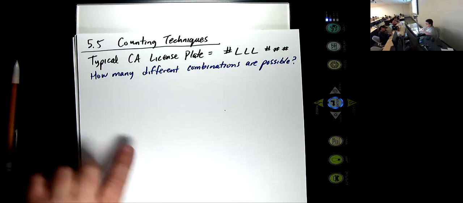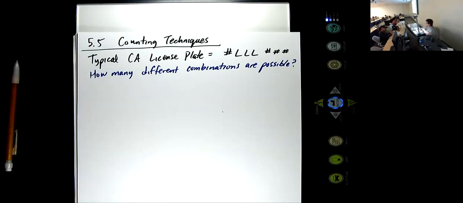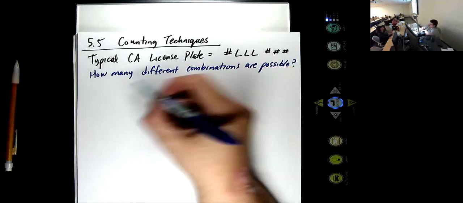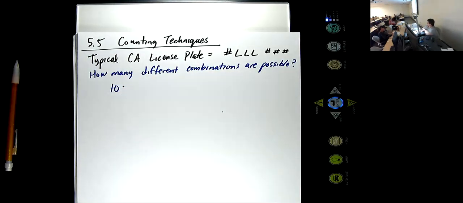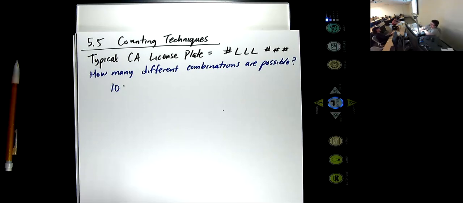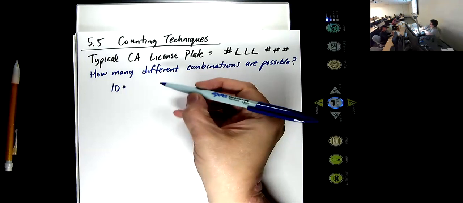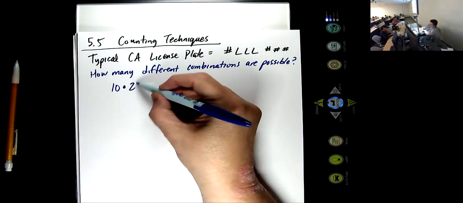Well, what about the first number? How many different options do I have for the first number? For the first number, I have 10 different options. 1 through 9 and 0. A lot of people forget 0, but it does count. Even though it represents nothing when you count it, it is a number. How many different letters can it be? 26. Hopefully everyone got that right.